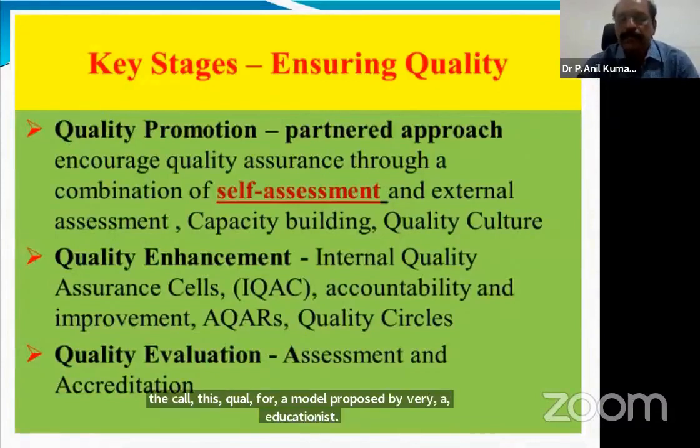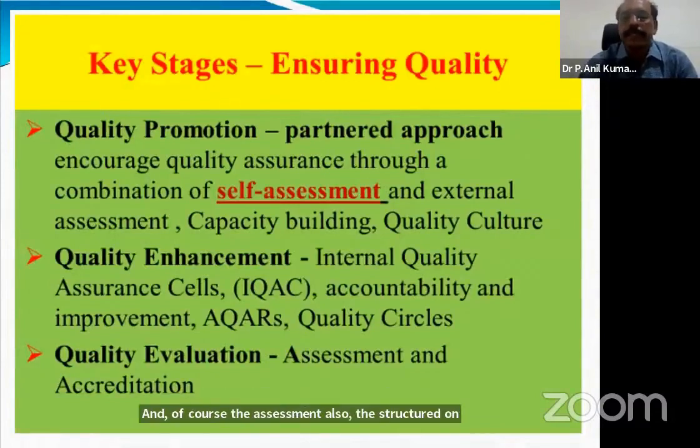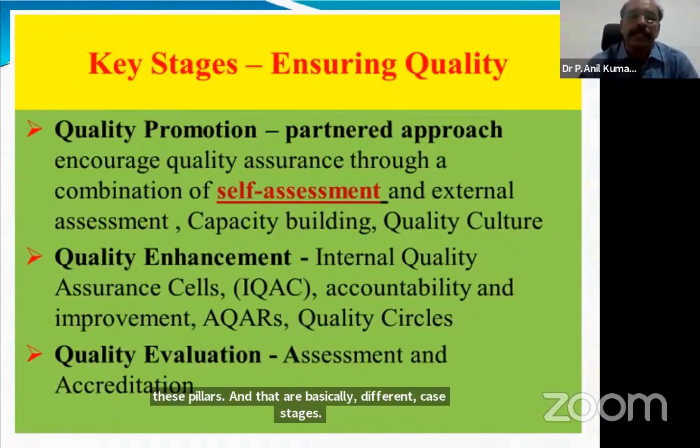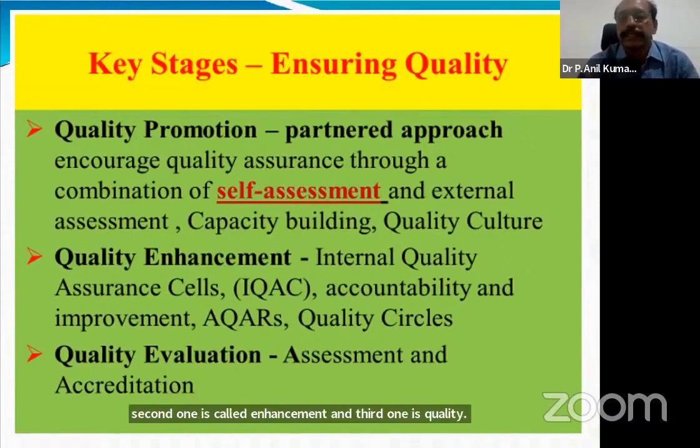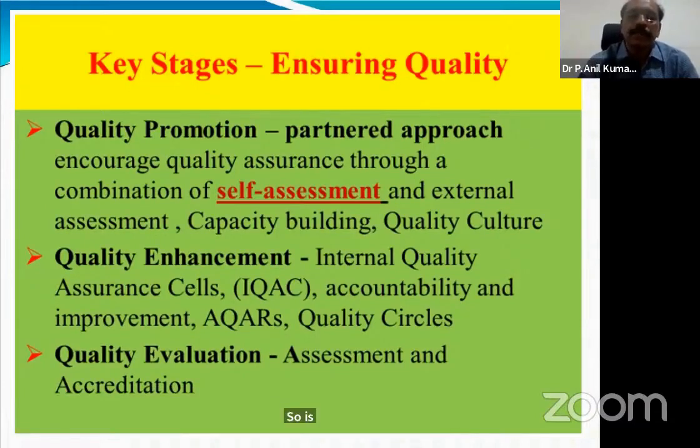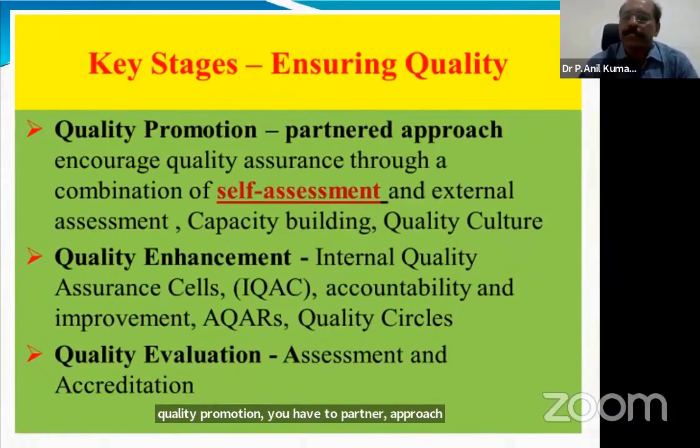And of course, the assessment is also structured on these pillars. There are basically different key stages. The key stages include three areas: quality promotion, quality enhancement, and quality evaluation. These three stages can ensure quality. Under quality promotion, you have a partner approach, encouraging quality assurance through a combination of self-assessment. This is the very important and foremost assessment system because it is a continuous, everyday process. And also external assessment, capacity building, and quality culture. You have to create a quality culture in your institution as well. So the second key stage is quality enhancement.